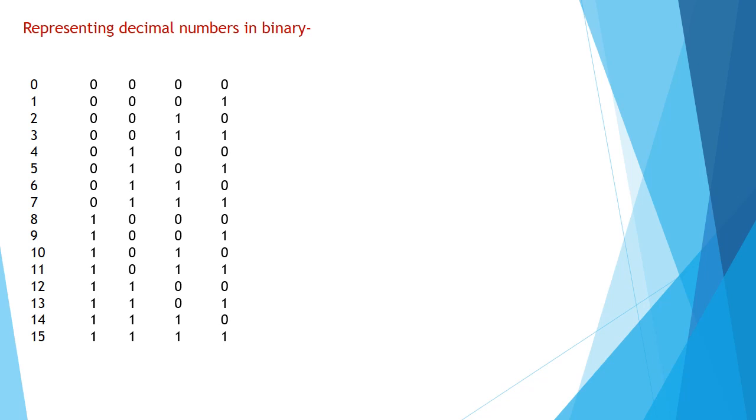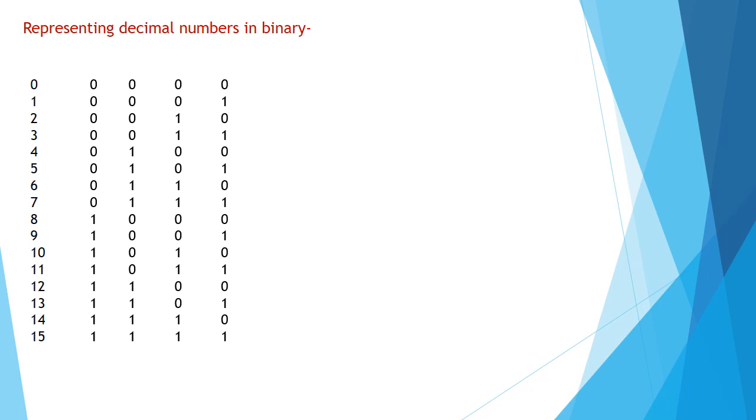Okay, and similarly 2 to the power 3 is equivalent to 8, so in the next column we have alternated 8 zeros and 8 ones. In this way, from 0 to 15 you will get the binary representation of all the numbers. For 0 the binary representation will be 0000, for 1 it will be 0001, for 2 it will be 0010, and similarly for 15 we will have 1111. So in this form you can write the decimal numbers in binary.